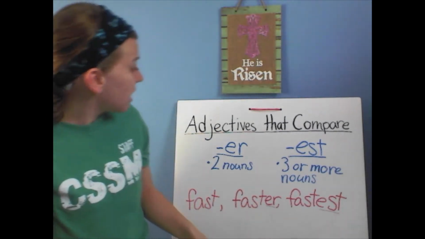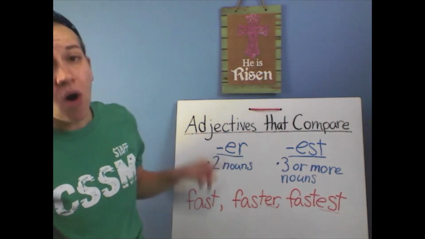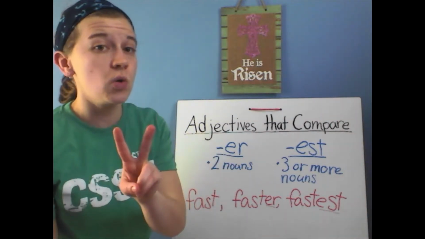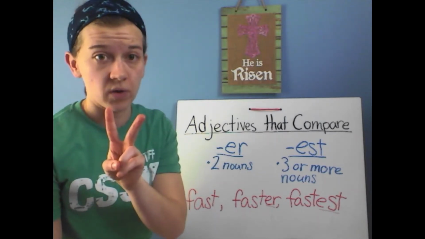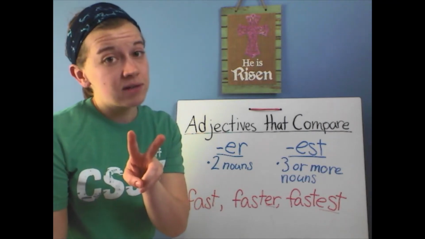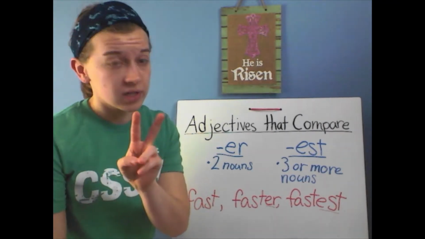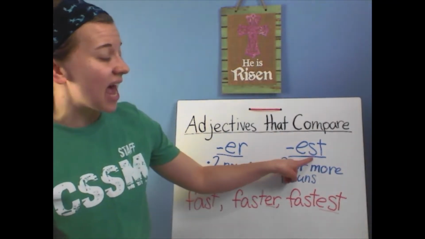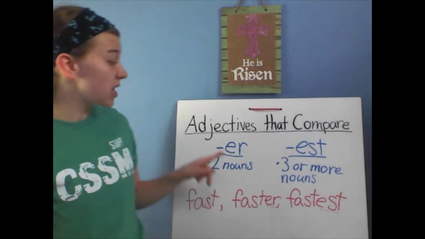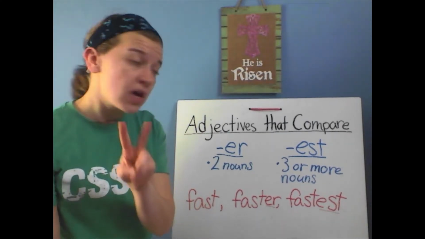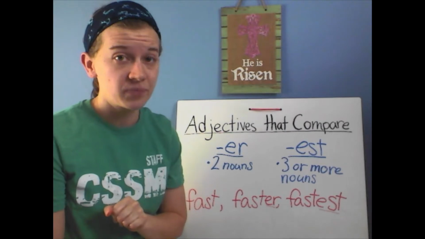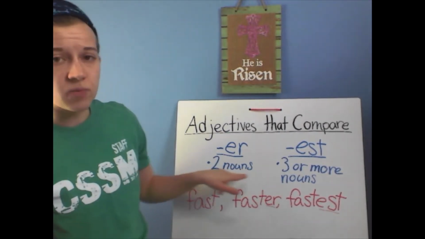Okay? So when you add an ER to the end of an adjective, you are usually comparing two nouns. Only two. Okay? Not more than two. If you are comparing three or more, so more than two, then you need to add EST to the end of the adjective. All right, so for ER, you're comparing two nouns. For EST, you are comparing three nouns. Okay? So, it says it right here to help us remember.